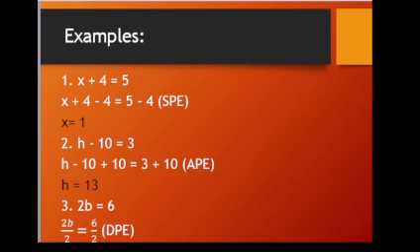So 2b divided by 2 equals 6 divided by 2. 2 divided by 2 is 1, so we have b at the left side of the equation, and 6 divided by 2 is 3. So the value of b is 3. If we're going to check the equation, we have 2 times the value of b, which is 3, is 6. So our solution is correct.